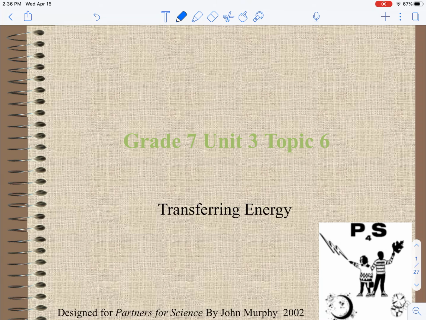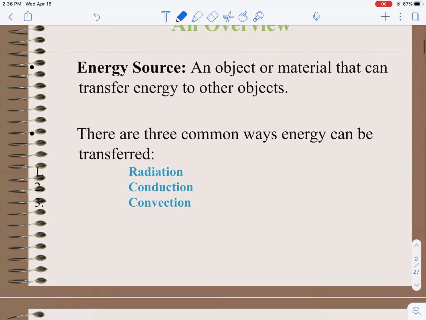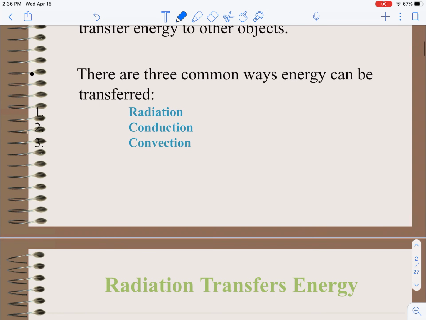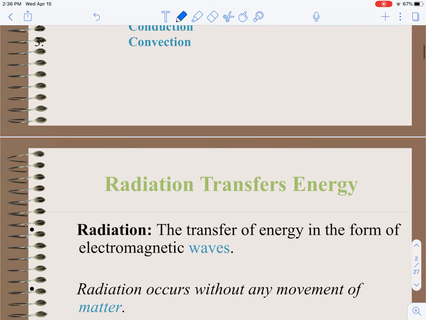Hi, Science 7, topic 6 today on transferring energy, basically looking at 3 energy transfer methods: conduction, convection, and radiation.